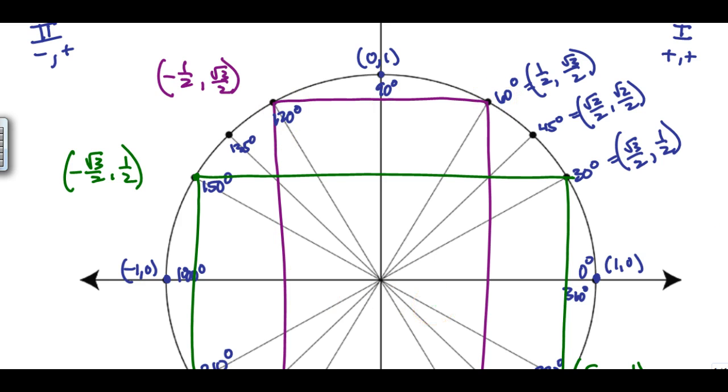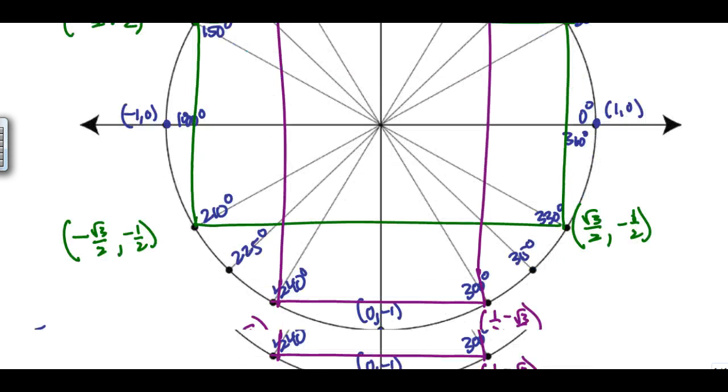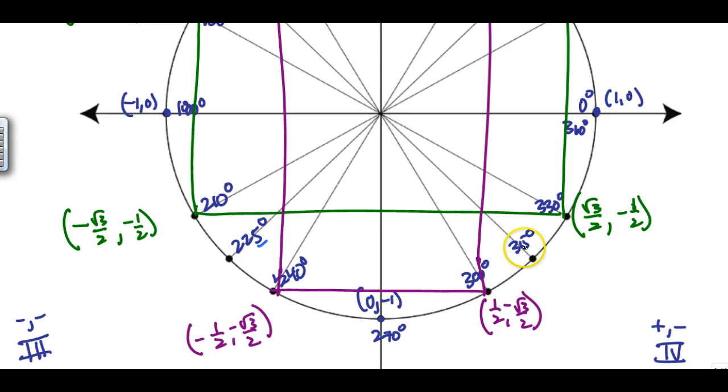The last one you need to look at is really easy. All the 45s connect with all the middles of each quadrant. Another characteristic of the middles of each quadrant is that they all have a 5 at the end. So 135, 45, 225, and 315, those all go together. And they're all going to be square root of 2 over 2 for both cosine and sine. Again, all you need to worry about is whether or not it's positive or negative.